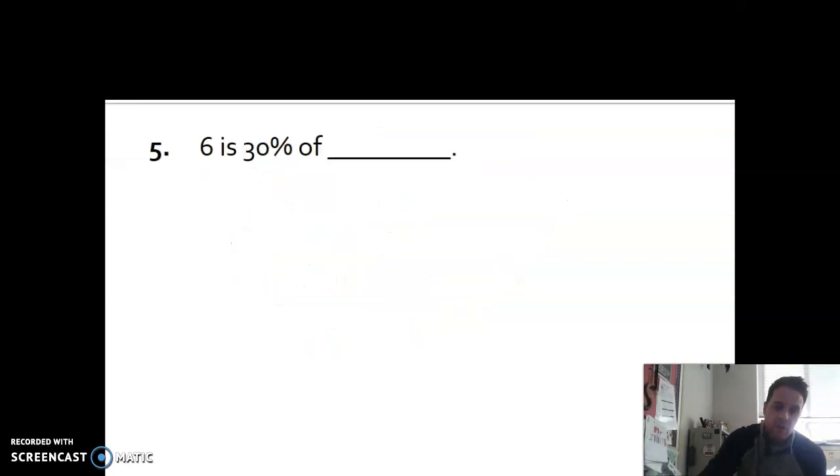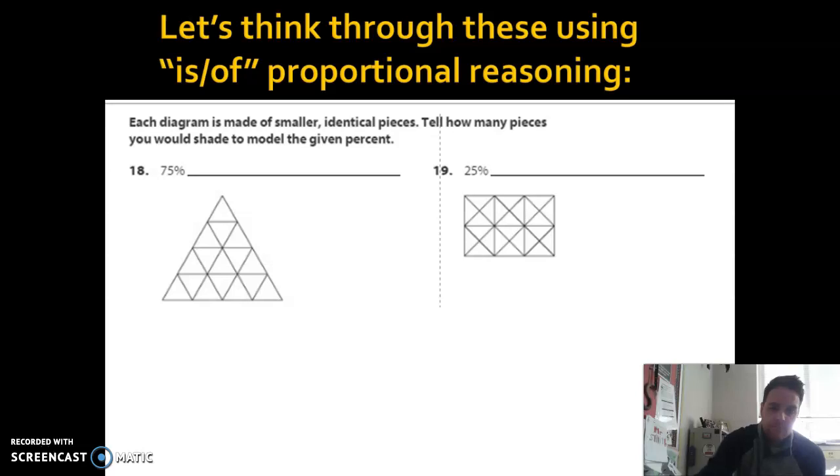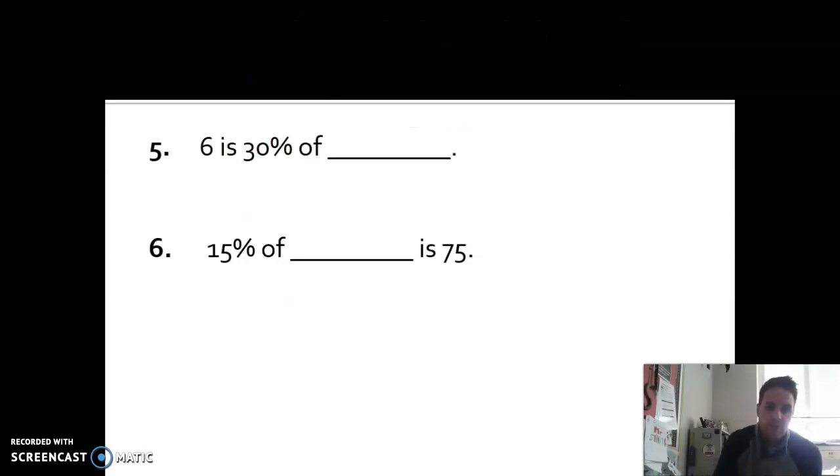All right, let's try one more. Let's go back here once. Let's try number 5. 6 is 30% of blank. Oh, here I got 30%. I see the word of, is. All right, I'm setting up an is over of. Is over of equal to my percent over 100.